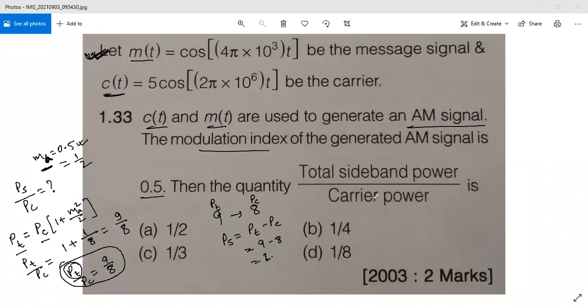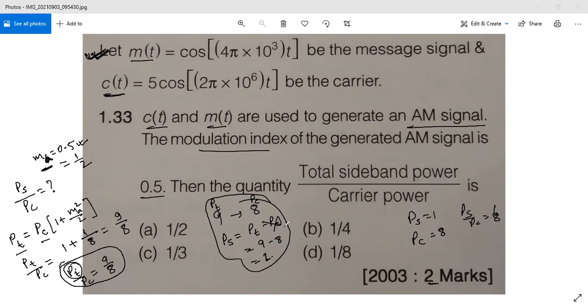So हमें निकालना क्या है? Ratio of total sideband power to the carrier power. So sideband power PS is equal to 1 and PC is equal to 8. So PS by PC is equal to 1/8. So यहाँ पर हमने जो ratio निकाला, PT by PC is equal to 9/8, यहीं से हम conclude कर सकते हैं अगर ये 8 है तो PS 1 होगा, मतलब PS by PC मतलब 1/8। इतना और करने की जरूरत नहीं है। Okay, so it should be 1/8. It is a 2003 question, asked in 2003 and is a 2 marks question.